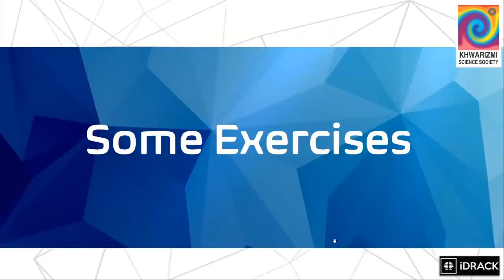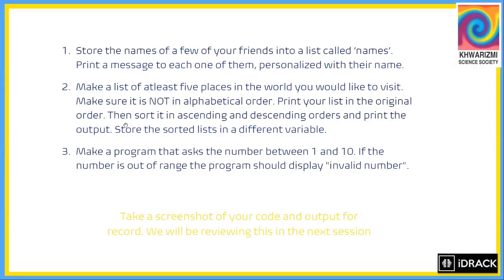Okay, so these were the exercises from last time. I did ask you to do the first two exercises, because they were essentially just working with lists and sorting them into ascending and descending orders. I hope you did not have a problem with those. Then the third question was to make a program that asks for a number between 1 and 10, and if the number is out of range, it should display invalid number. So this is a very, very simple if script.